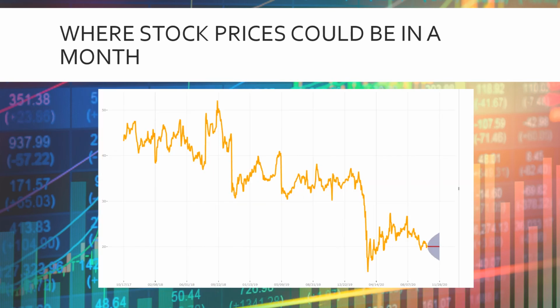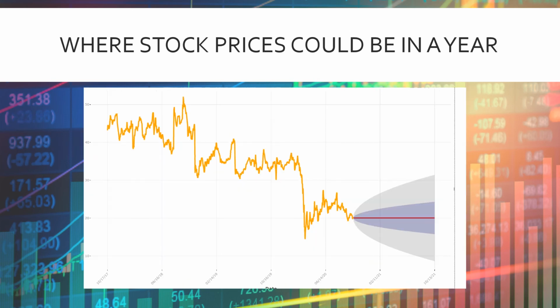Where stock prices could be in a month. This is what the forecast looks like if nothing else major happens in the next month. Where stock prices could be in a year. This is what the forecast looks like if nothing else major happens within the next year. Although we can also consider that prices could go back up even further, close to or where they were before the COVID-19 outbreak, sometime in the next year if things ever die down.